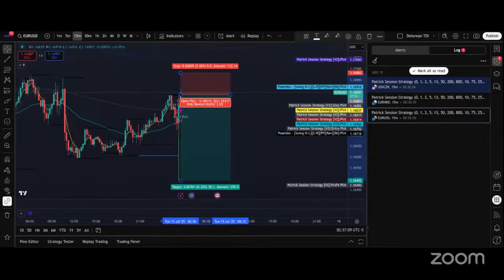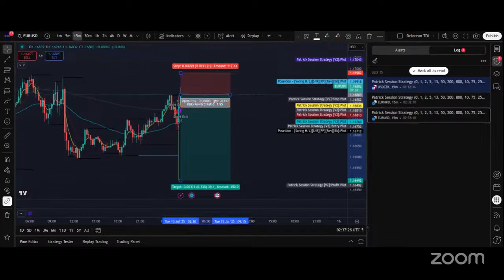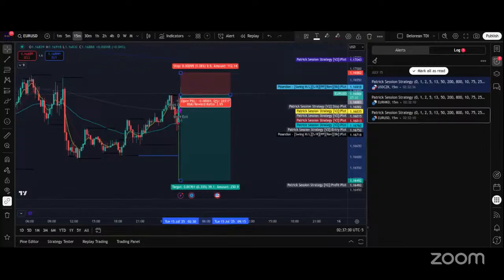And here's your recall on euro versus the United States dollar. 15-minute confirmation. Market execution sell. Entry price is 1.16883. Stop loss is 1.16892 for 10 pips. Take profit is 1.16492 for 39 pips. And a risk to reward ratio of 3.95.